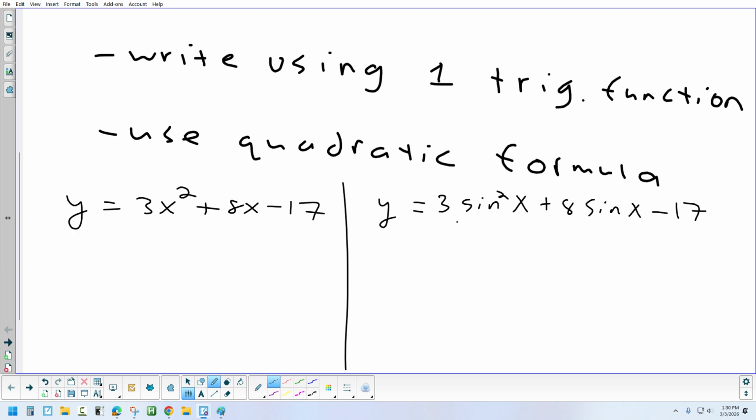When you use quadratic formula with this problem on the left, how many answers do you get? Let's pretend like we don't have any imaginaries or anything. Two. You're going to get a first answer, and you're going to get a second answer. And what were you solving for in this problem? Like what thing were you trying to figure out?